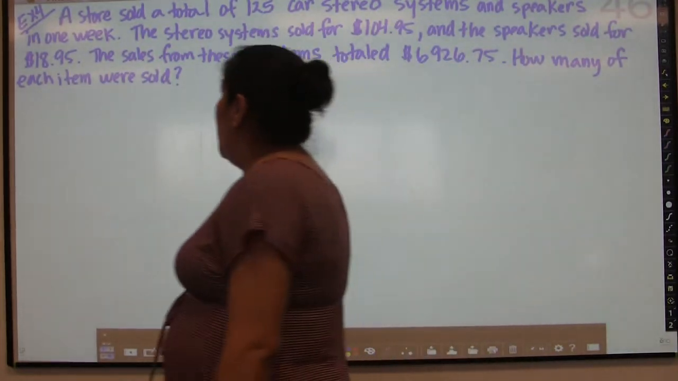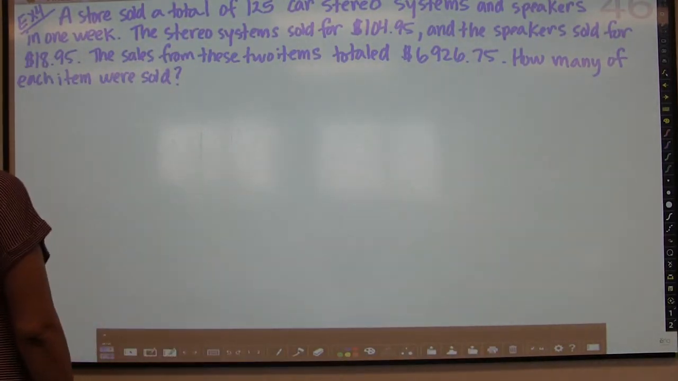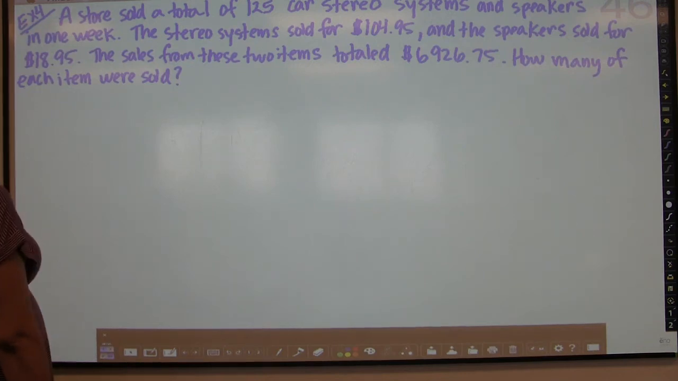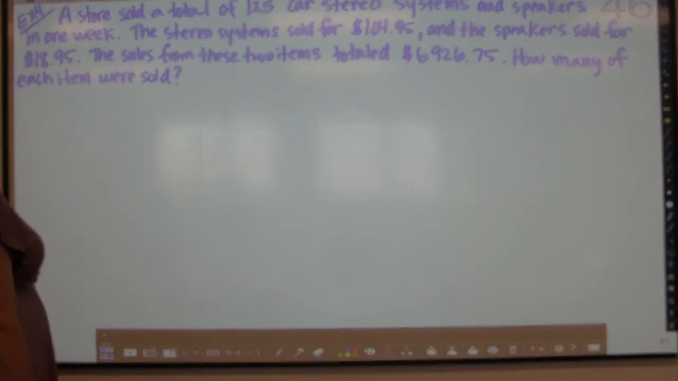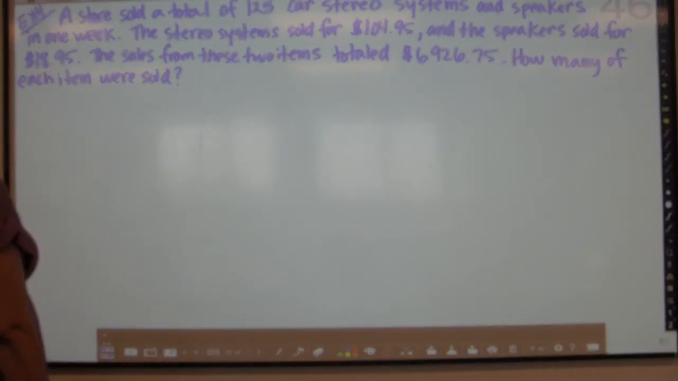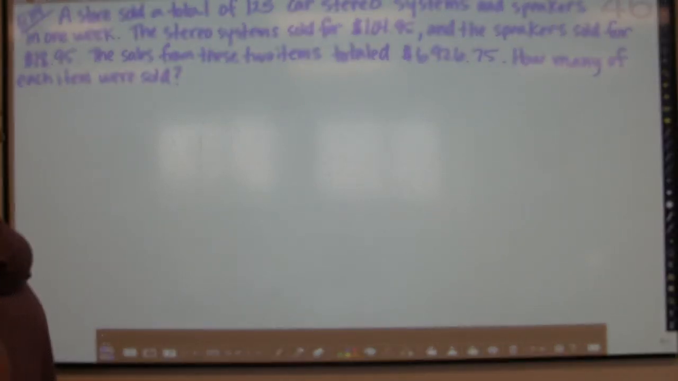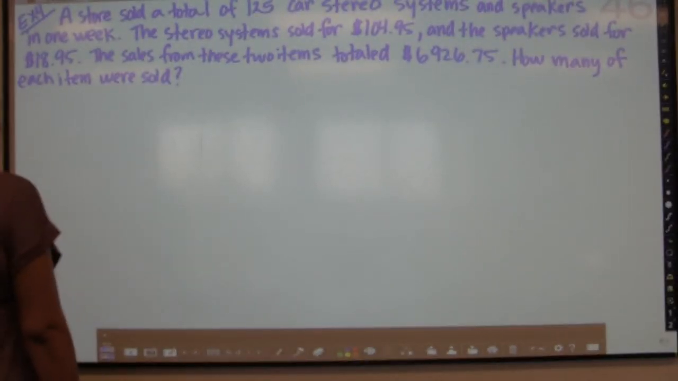And it says, a store sold a total of 125 car stereo systems and speakers in 1 week. The stereo system sold for $104.95 and the speakers sold for $18.95. The sales from these two items totaled $6,926.75. How many of each item were sold?